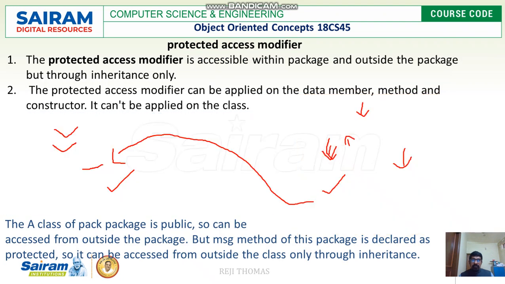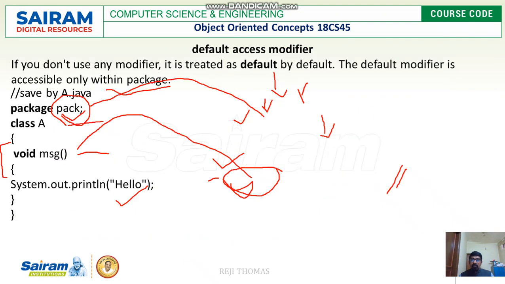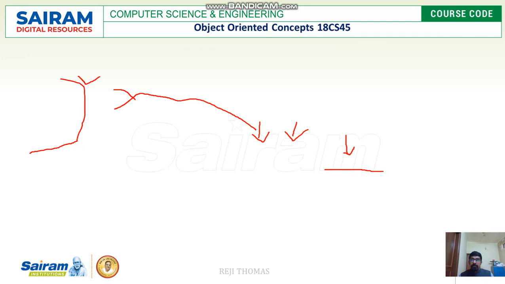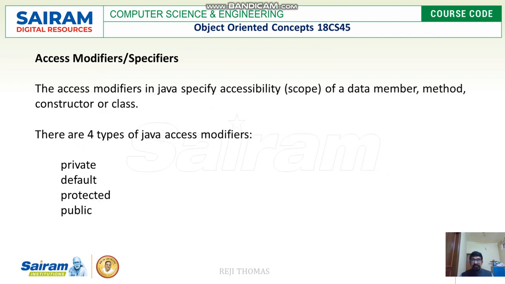So this is all about access specifiers. Let me repeat. We have four access specifiers. One is private, which can be accessed only within the class. Default, within the package. Protected, even outside the package with inheritance. And public can be accessed by anyone anywhere.